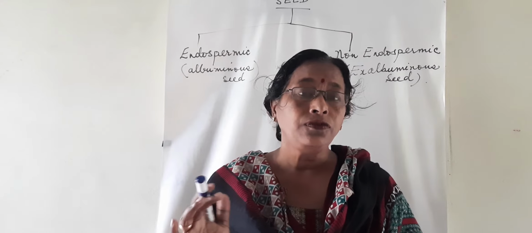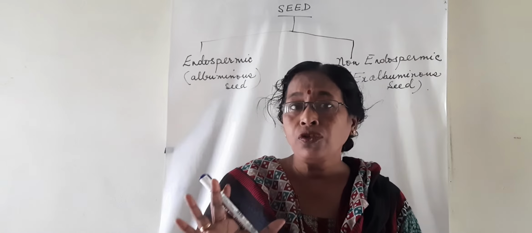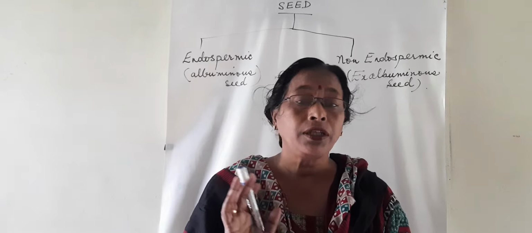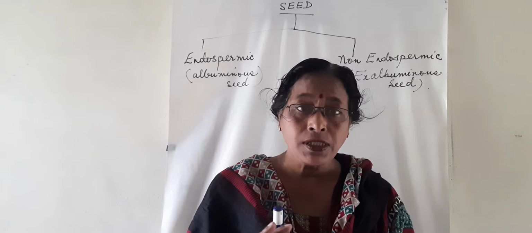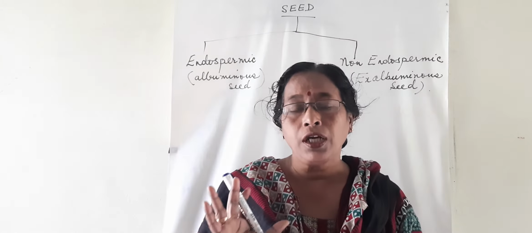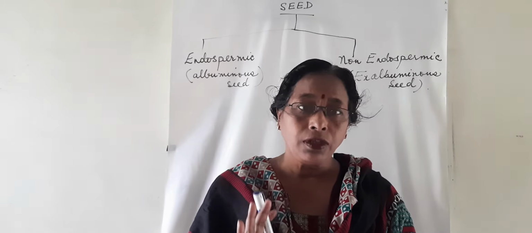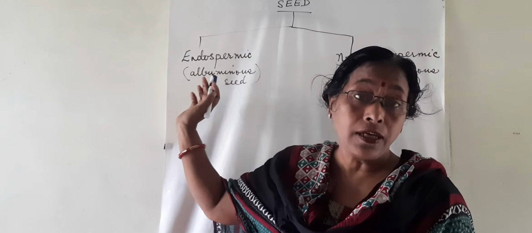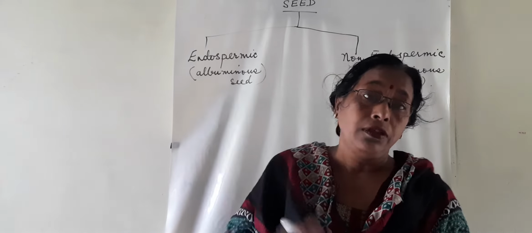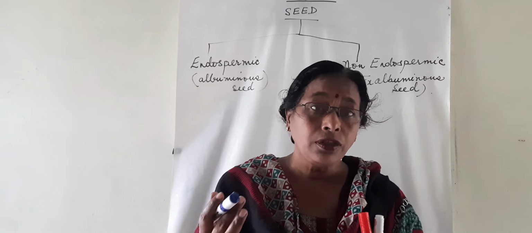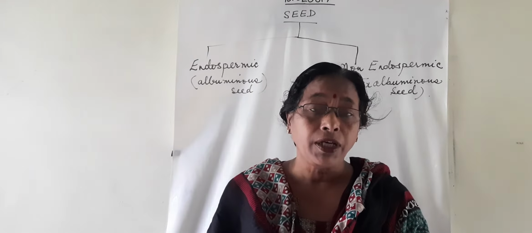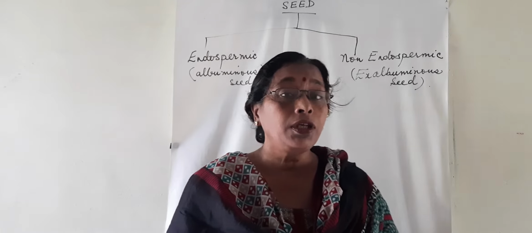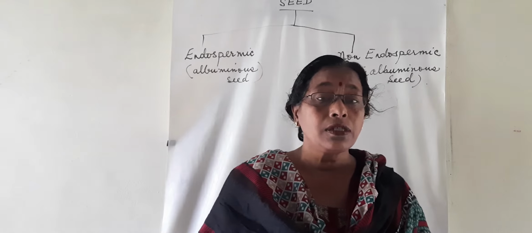In our earlier studies, we have seen that a major portion of the endosperm or the whole of the endosperm is utilized by the developing embryo. But in some seeds, some portion of the endosperm persists. It remains with the developed seed. So that type of seed is known as endospermic seed. In the seeds in which the whole of the endosperm is utilized by the developing embryo, that is known as non-endospermic or ex-albuminous seed.